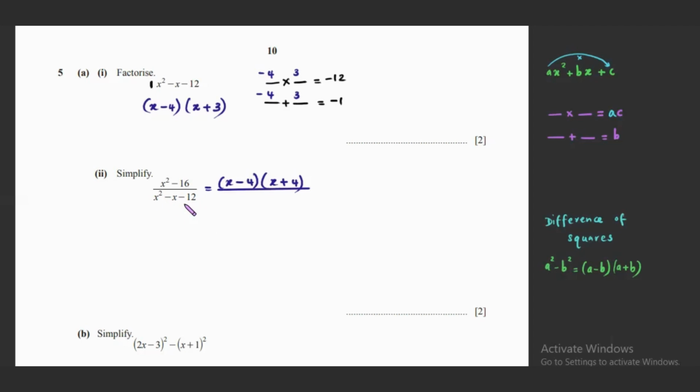But this is already factorized in the previous question, which is x minus 4 and x plus 3. So I'm going to just substitute it here. Now I'm going to simplify this. Both the numerator and the denominator have x minus 4, so I can cross that out. This will leave me with x plus 4 over x plus 3. We cannot factorize or simplify this further. So this is our final answer, which is x plus 4 over x plus 3.